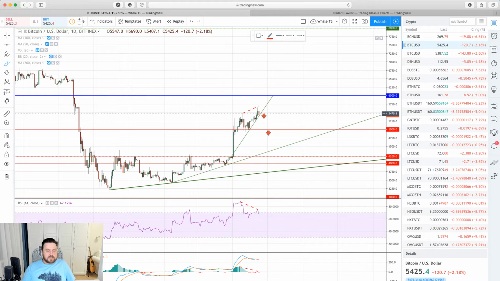6,000 is a good resistance. Okay, I put it not at 6,000 level, let's say 5,900 level. I put a sell limit order. So it will be activated only if price reaches this level and bounces, and in such a way this order will be activated, and I will have a short position.